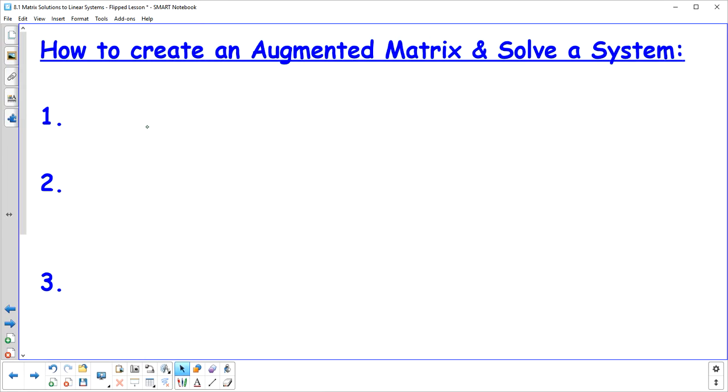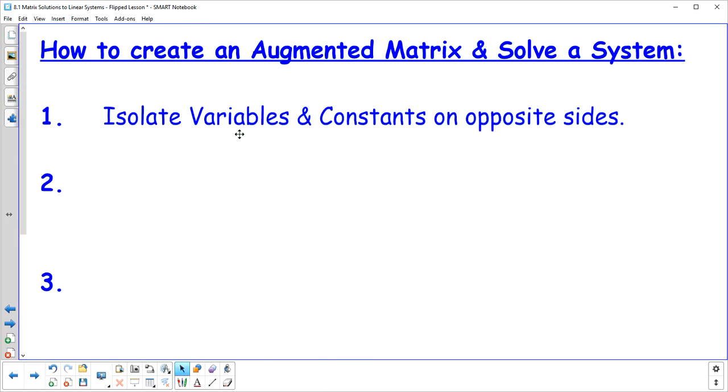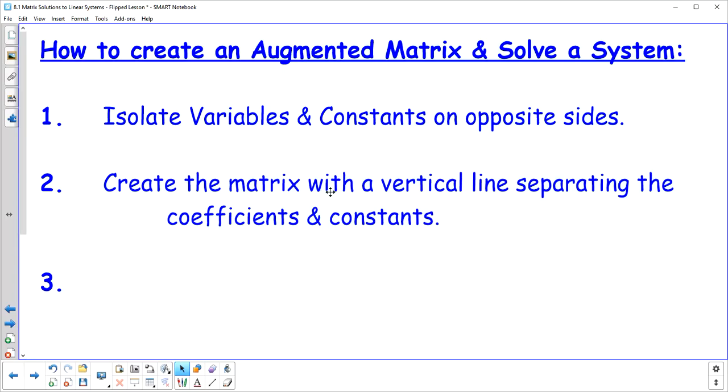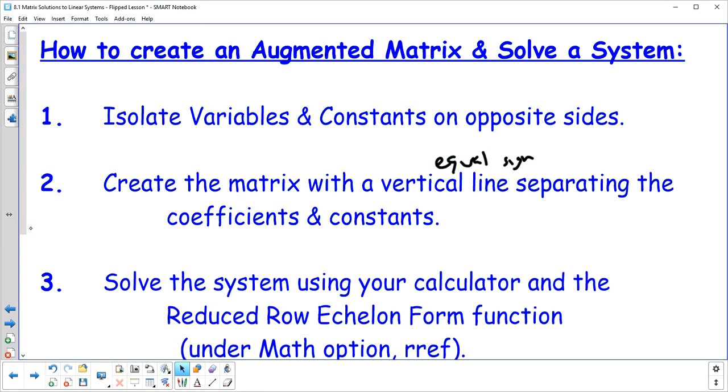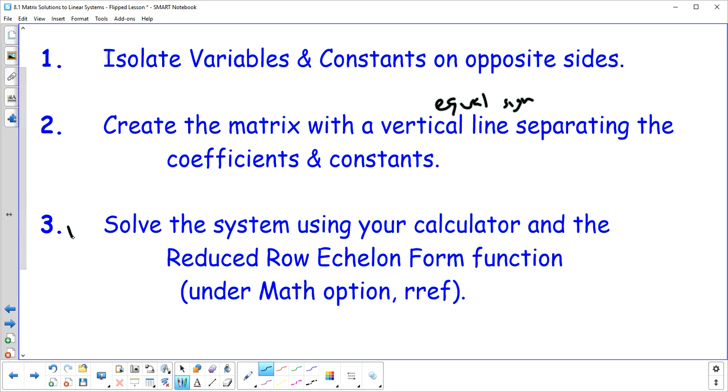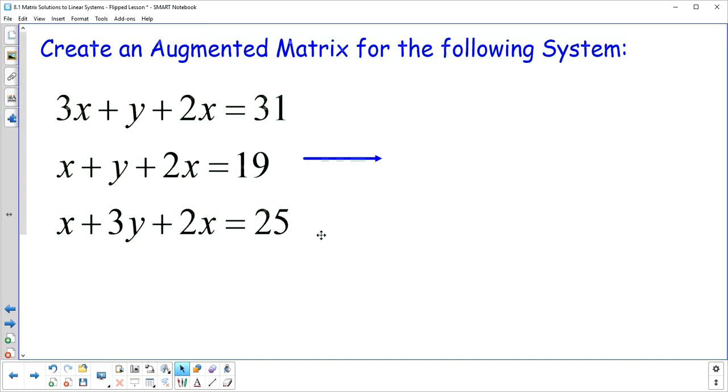Okay, so to create an augmented matrix, like we just said, isolate the variables and constants on opposite sides. So all the variables on one side, all your constants on the other side. We're going to create the matrix with a vertical line separating those. So this vertical line is like your equal sign. And then finally we're going to solve the system using our calculator, and this really is what we're going to talk about next time in class. So this video is going to be all about the first 2 steps because there's quite a few detailed steps for this one. Not hard, just make sure you want to get it right.